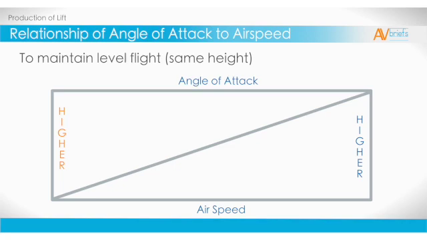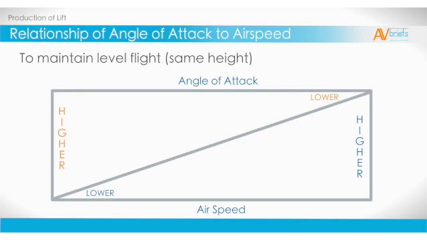The relationship is simply, the higher a given airspeed being produced, the lower the angle of attack needed to maintain level flight. The reverse is true also. The lower the airspeed, the higher the angle of attack required to maintain level flight. The diagram on screen shows this.